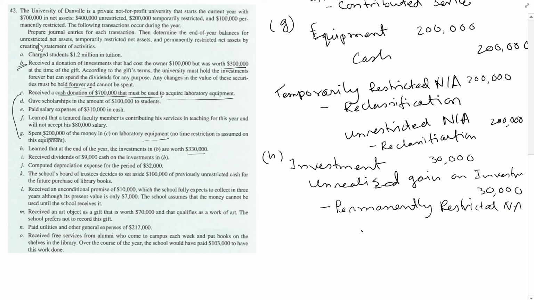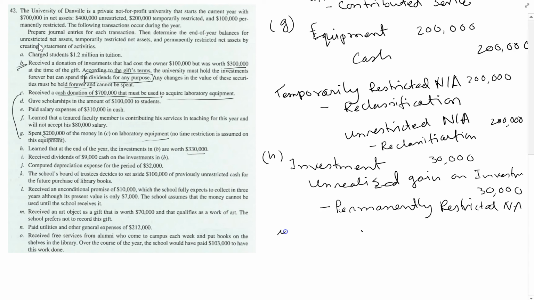Now here we will do the next one, number I. They received dividend $9,000 cash on this investment. So remember, the condition was that you will hold the investment forever. Even if the value of the investment goes up, that would be considered as a permanent portion, and that will be held forever. But if you make any earnings, that means if you receive any dividend, this dividend can be spent for any purposes. That means they are now receiving dividend, so this dividend will be considered as an unrestricted part. There is no condition on that, and the university can spend it for any purposes.